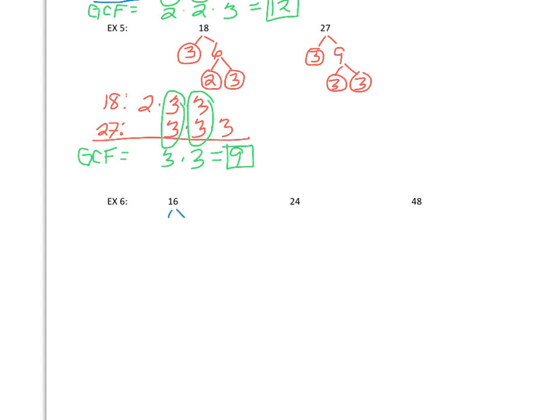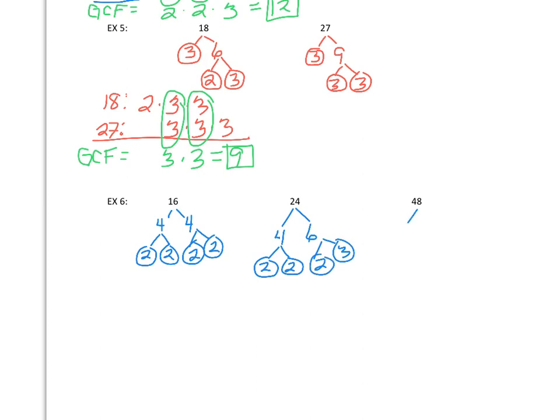So for 16, I'm choosing to use 4 and 4. You could have used 2 and 8 just as well. And then 4 breaks down into 2 and 2. So circle those. So 16 has 4 2s in it. 24, I'm going to choose to use 4 and 6. Again, that's not your only choice. 4 breaks down into 2 and 2. And 6 breaks down into 2 and 3.